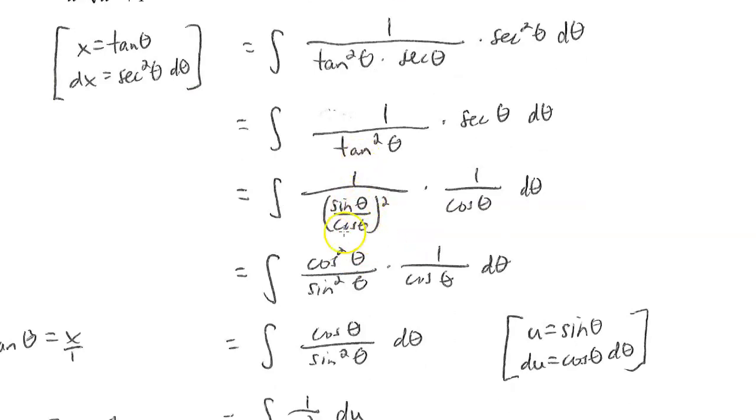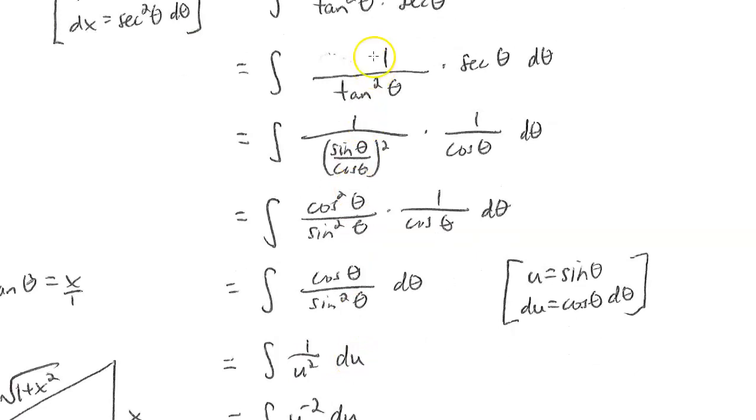And then 1 over that thing will be like the flip of that thing. So it's really cosine squared theta over sine squared theta. And then we still have this 1 over cosine out here. Now this cosine will cancel with one of those cosines up there, and we just have cosine theta over sine squared theta.